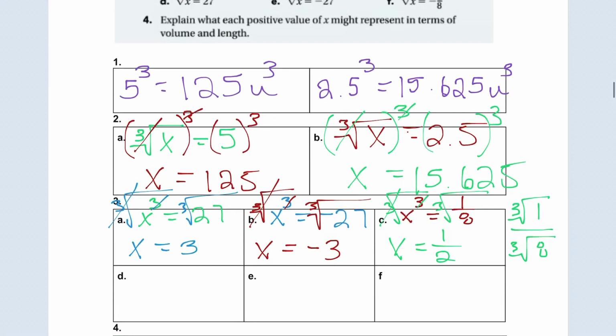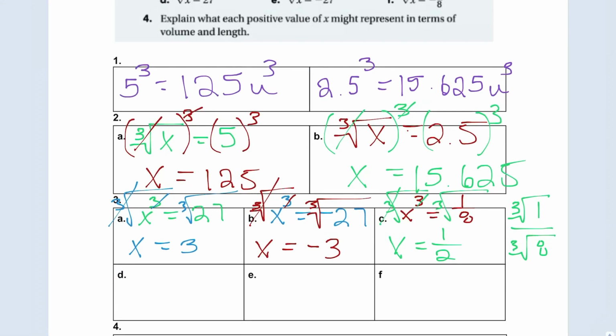All right, let's keep going. Question D is asking for the cube root of x is equal to 27. To solve this, I'm using my inverse operations. I'm going to cube both sides of the equation here. I'm going to get out my calculator. 27 times 27 times another 27 gives me, so x is equal to 19,683. There we go. All right, next problem.